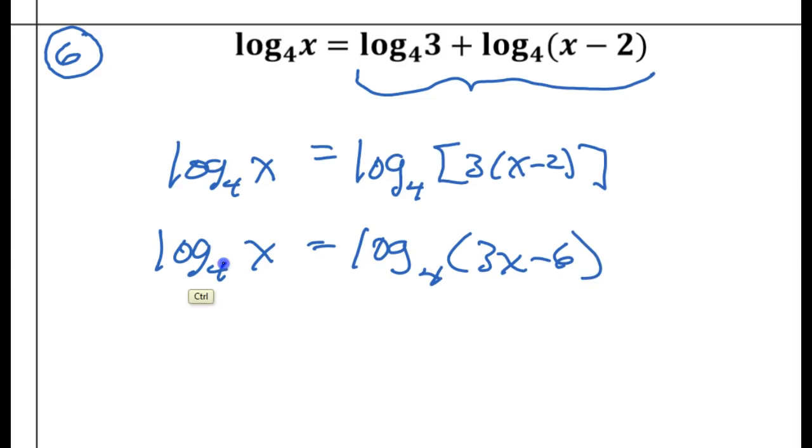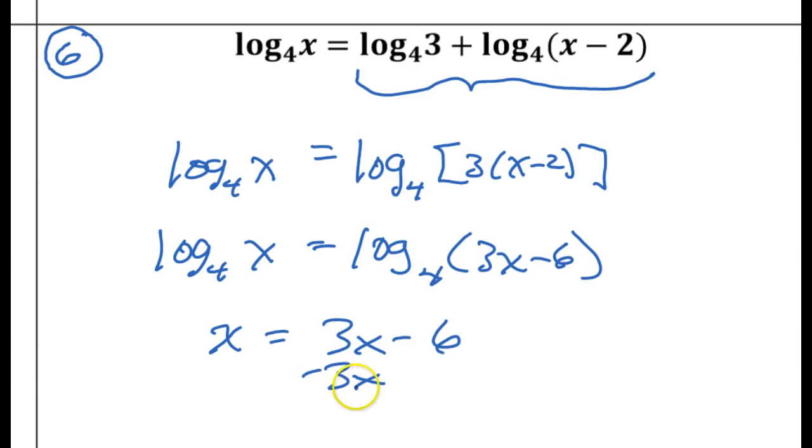Now, if the log and the base is equal, if I have log base 4 of something equals log base 4 of something, the stuff inside must be equal. That's called the argument. On the left-hand side, x is the argument of the function. On the right-hand side, 3x minus 6 is the argument of the function. So from now on, I'm just going to say the arguments must be equal. So that means x must equal 3x minus 6.